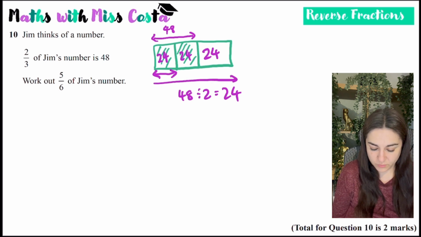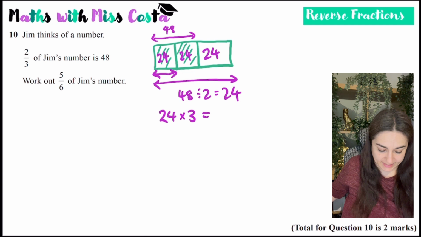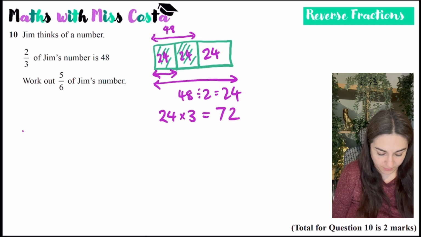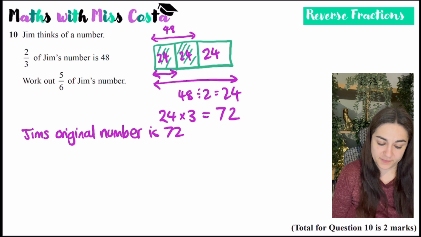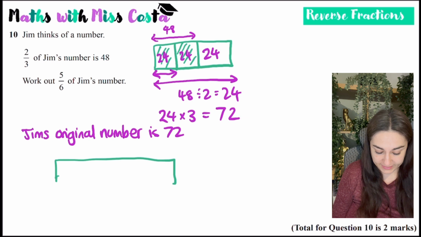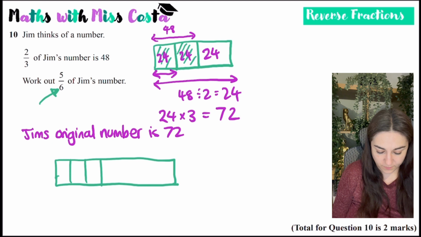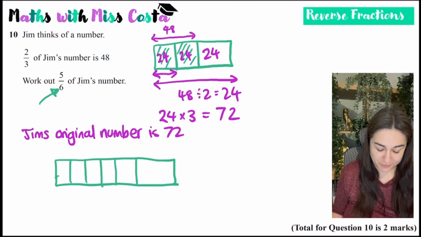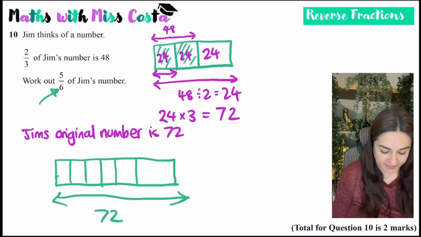Therefore, to work out what the full number is, I can do 24 times by 3. I can use my calculator. So 24 times by 3 is 72. So Jim's original number is 72. And now I need to work out 5/6 of it. So I can do it the quick fraction way if you know it, or I can just visualize it. So 5/6 means something is split into 6 parts. So 1, 2, 3, 4, 5, 6. That's very uneven. The whole number is equal to 72. Actually, that's going to bug me. So let's make it a little bit more even.